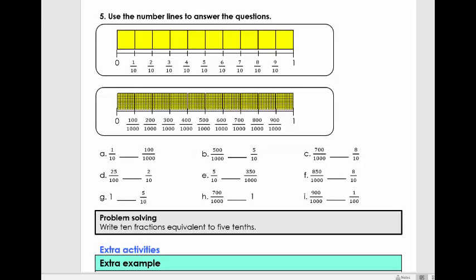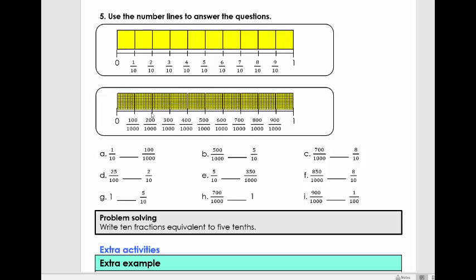Welcome back. We're going to look at question number 5. And what we're going to do is look at number lines and fractions. So the first number line, we got 1 rod. And this rod is then divided into 10 equal pieces. So if we look at the first part, we got 1/10, 2/10, 3/10, and you can carry on counting up to 1. You can pause the video now and quickly have a look at this.